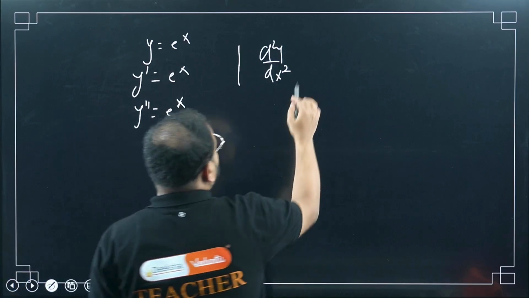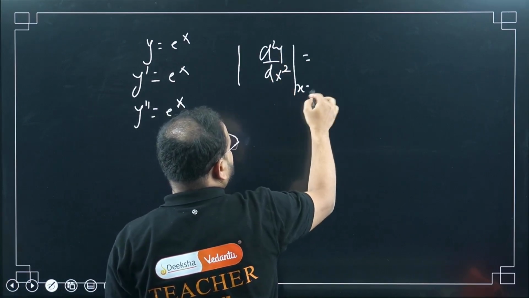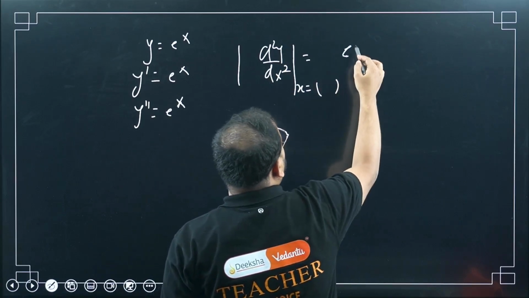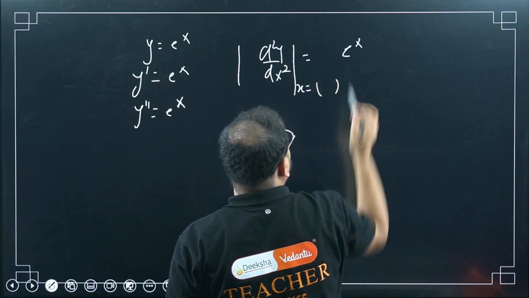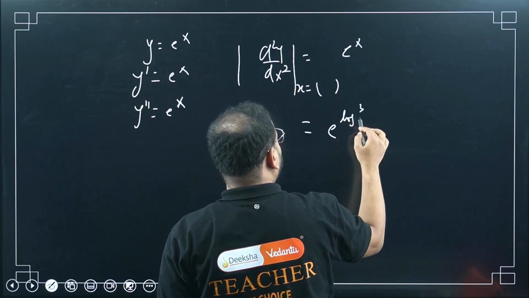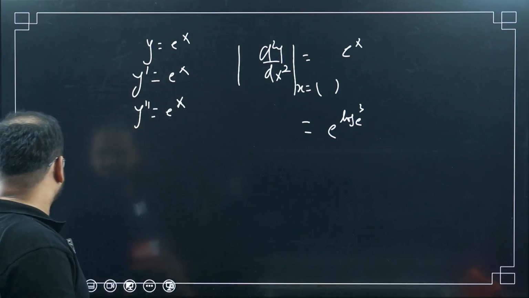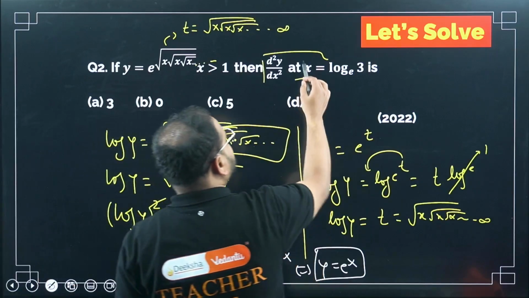So d square y by dx square, at what? When x is given as something, we'll see what is it given. It's going to be e power that x value. How much is that? E power log of 3 with the base e. Please check. Log of 3 with the base e. How come, sir? Because this is what the value of x is given as.